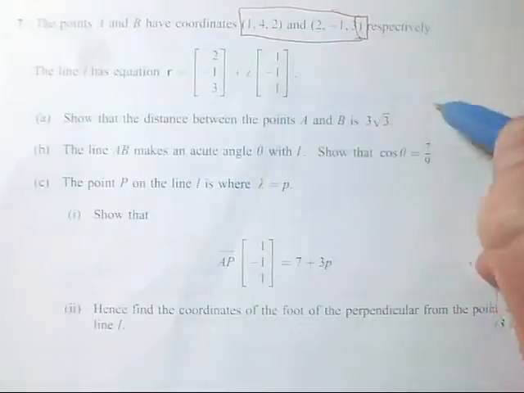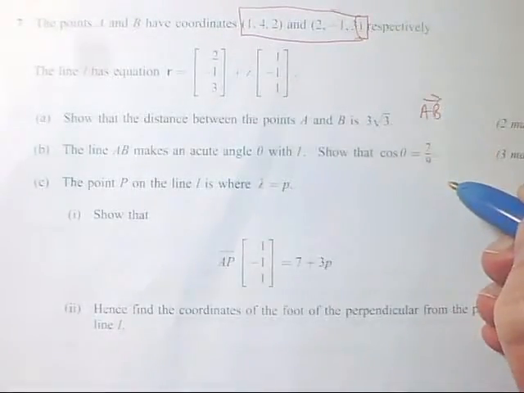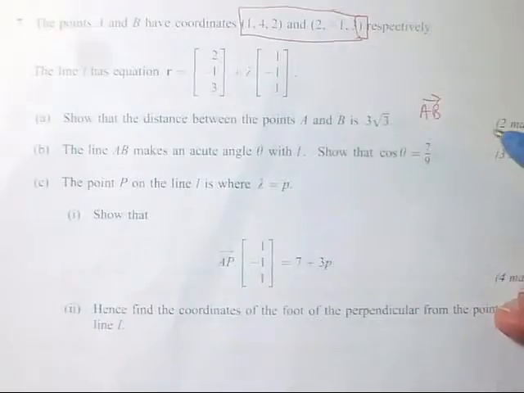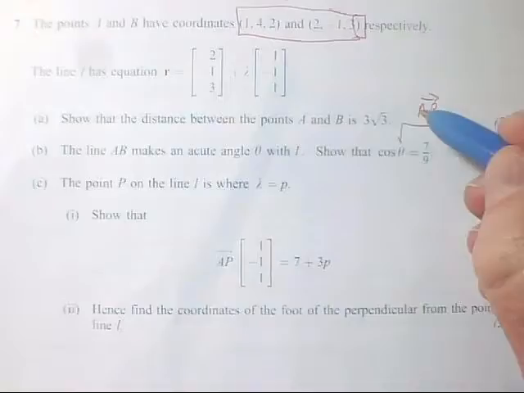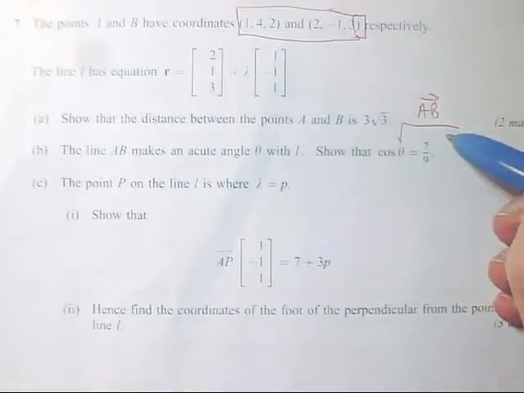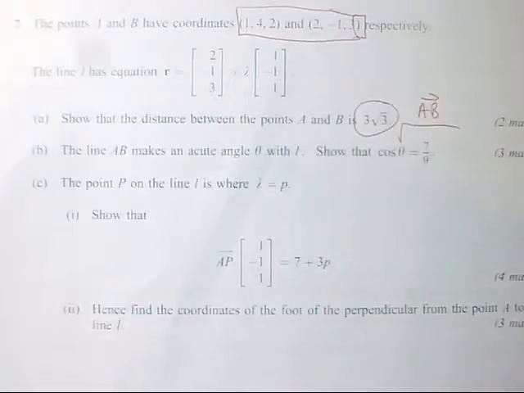So the way to do that in vectors is to find the vector AB by doing a subtraction of two position vectors, and then you Pythagoras that. So you do the square root of each of the terms in your vector from A to B and convincingly get to 3 root 3 as your answer.